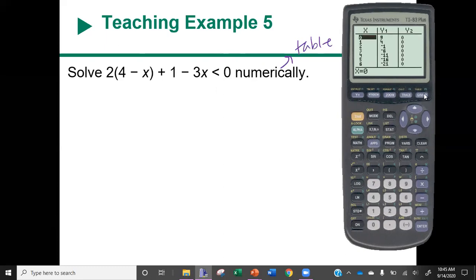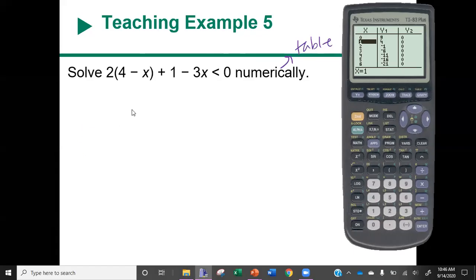Now I want to look at the table, and I'm looking for when y1 is less than y2, and y1 becomes less than y2 after 1. So at 1, that's when they switch roles. After 1 is when they switch roles. Not at 1, with 1. So that's why we wouldn't say equal to 1. We would say strictly greater than 1. Questions about looking at the table?